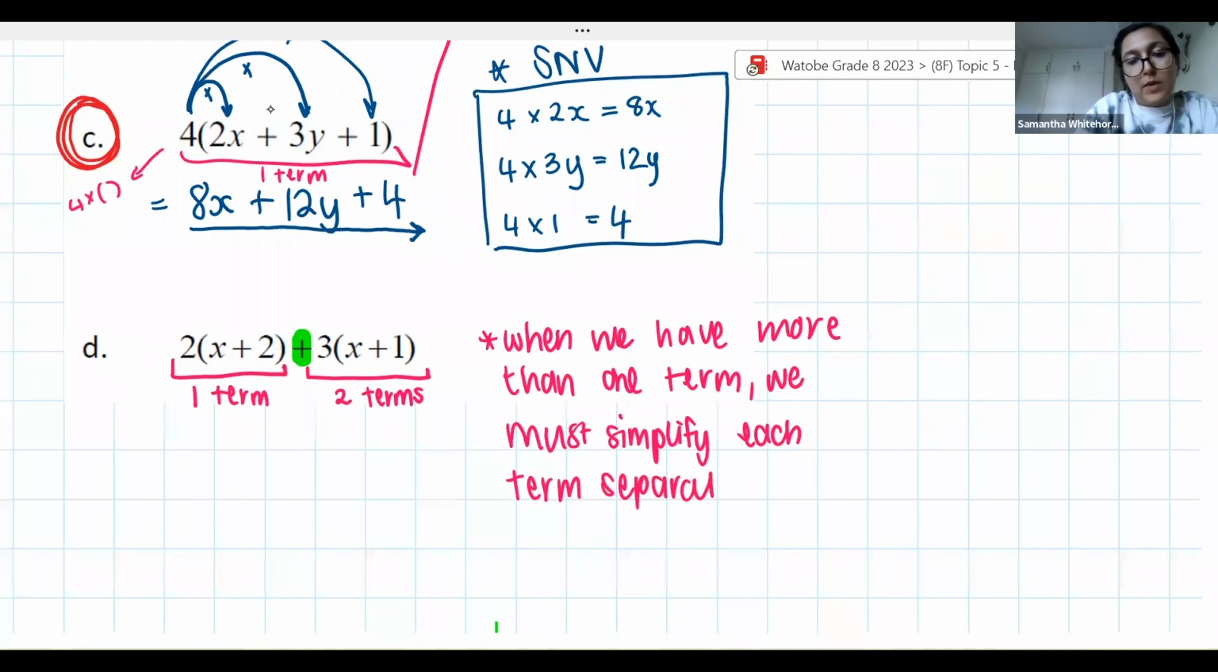Okay, now when I say we need to simplify each term separately, what I mean is that we need to look at the coefficient of our first bracket, which is a 2, and that is only multiplied to the bracket it is right next to. So that is only going to be multiplied with the x and with the positive 2.